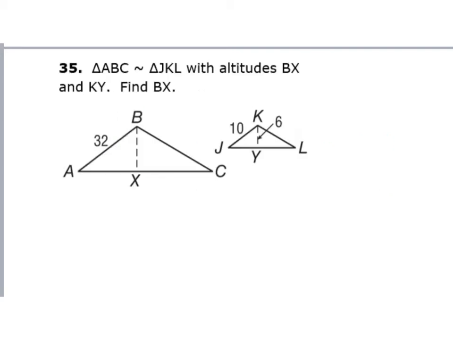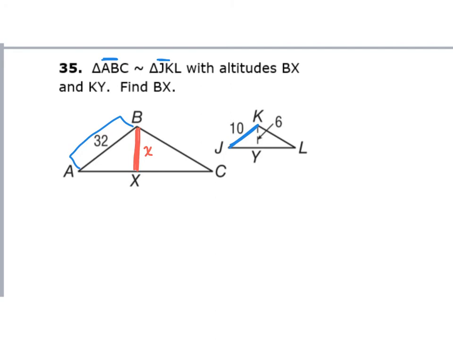Number 35. Triangle ABC is similar to triangle JKL with altitudes BX and KY. I'm trying to find how far it is from B to X. Okay, so I'm going to put a little x right there. That's what I want to know. What's nice about my similar triangles is all of its parts are proportional with its sides. Okay, so if I look at A to B, that is going to match up with J to K. Okay, and then you just pick which triangle you want to put on top.